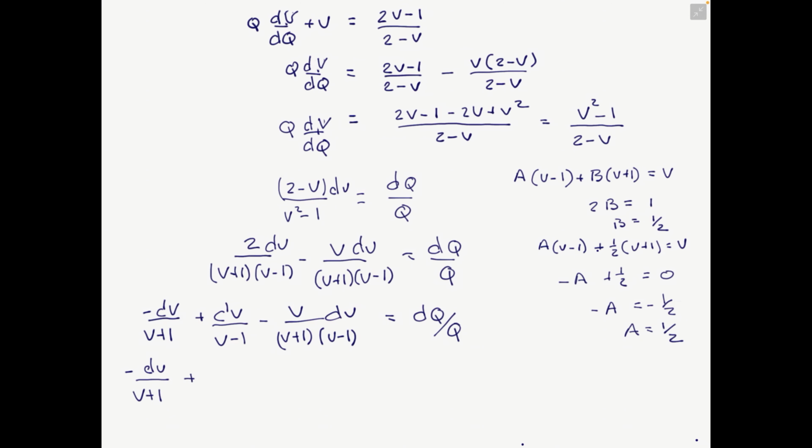So now we've got minus dv on (v plus 1) plus dv on (v minus 1), minus 1/2 on (v plus 1) plus 1/2 of (v minus 1) dv equals dq on q.